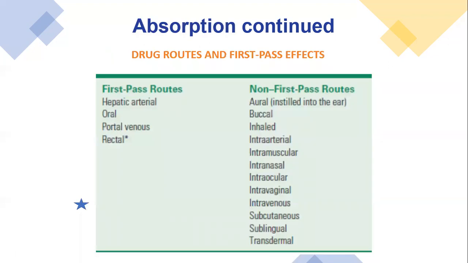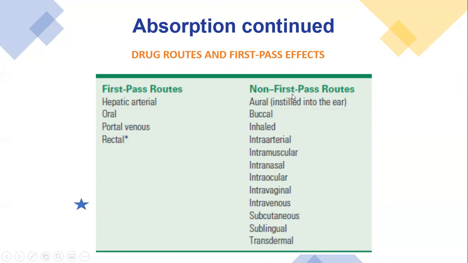Let me explain here. So, drug routes and first pass effect. Here: hepatic arteries, oral, portal venous, and rectal. This is the first pass route.